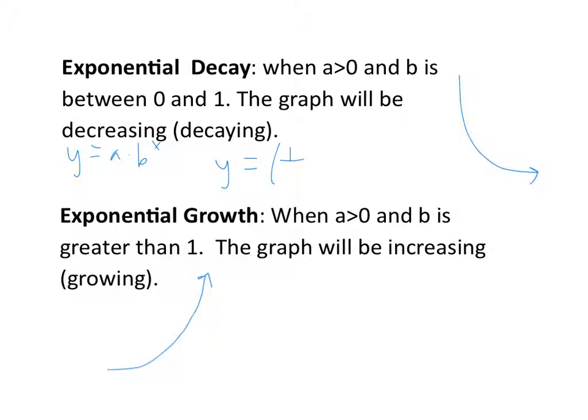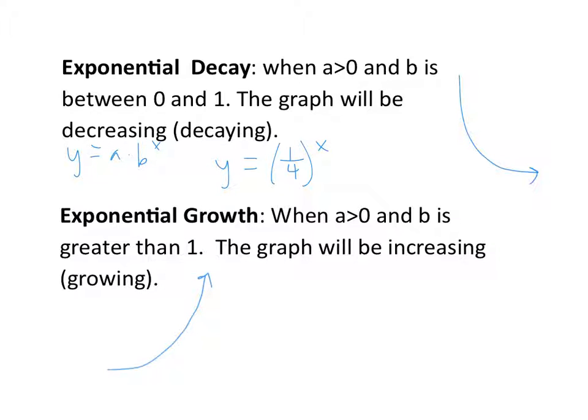So let's think about 1/4 to the power of x. That graph we did in our notes, if you recall, the other day, and that graph was decaying. It was decreasing. So that's how we can recognize decay with an exponential function: when your graph is decreasing, or also b is between 0 and 1, and a obviously is greater than 0, so a is positive.